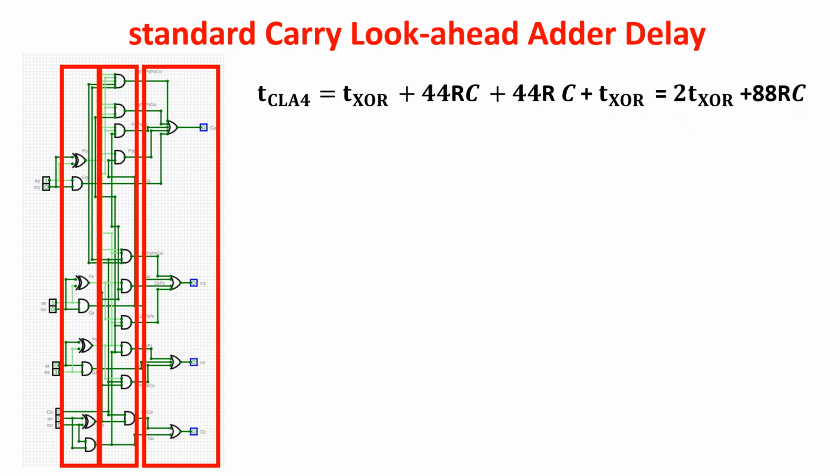So now you can understand better why we stopped the carry look-ahead logic at 4 bits. And in the next video we introduce the Manchester carry chain in order to replace the second and third stages with a faster logic.